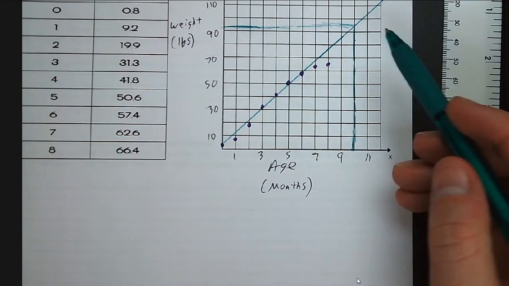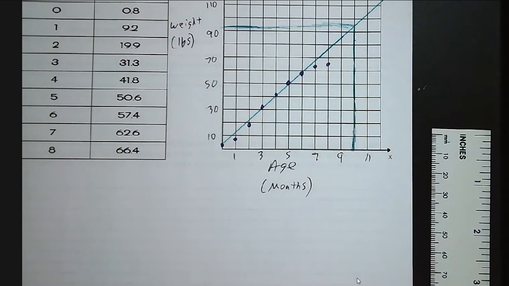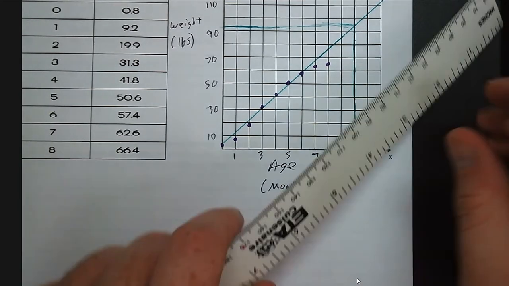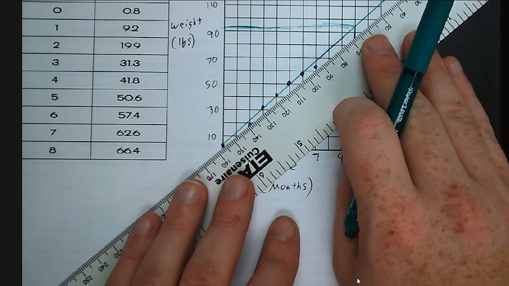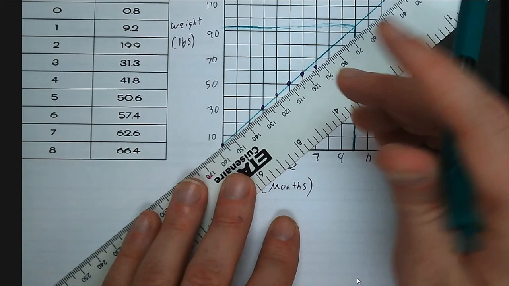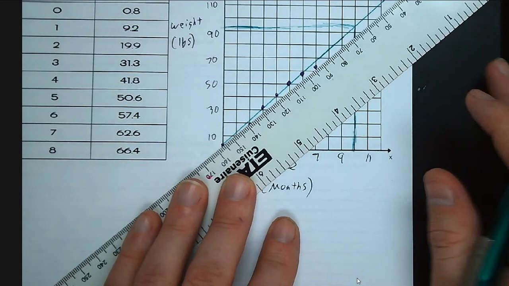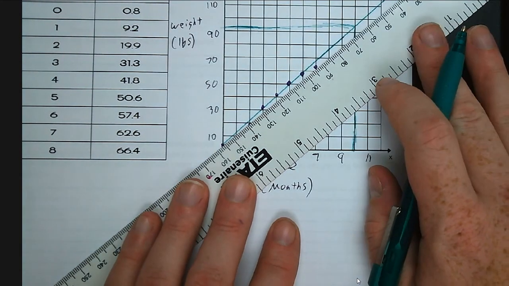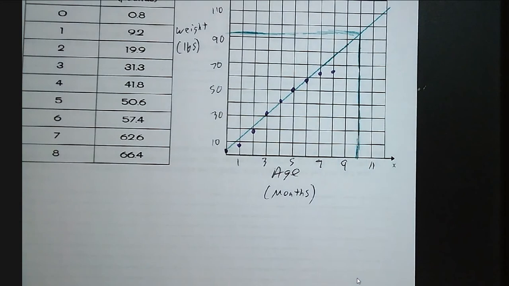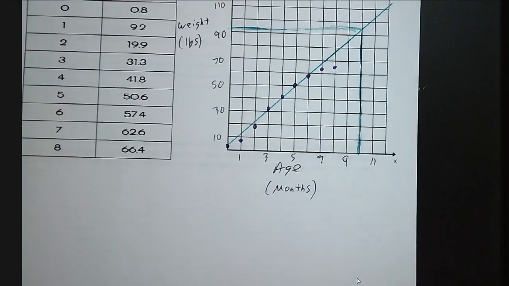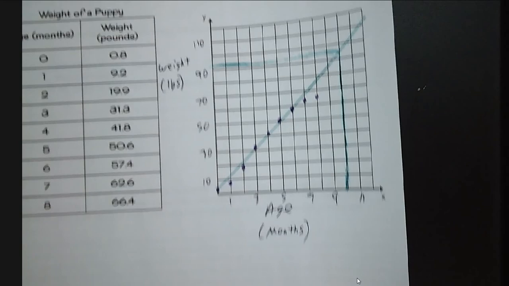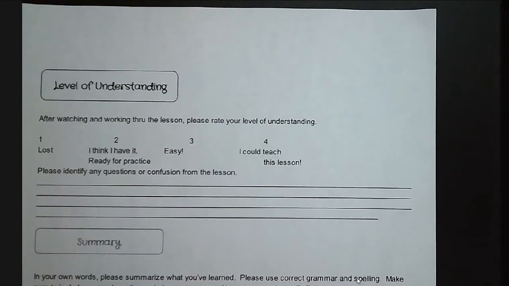All right, now if you drew your line a little shallower, if you maybe went through some of these points instead, your value of your puppy might be in the 80s if you went a little shallower with the line. All right, so there's a little bit of variation that can be expected in scatter plots and making predictions. All right, that's the end of this lesson.